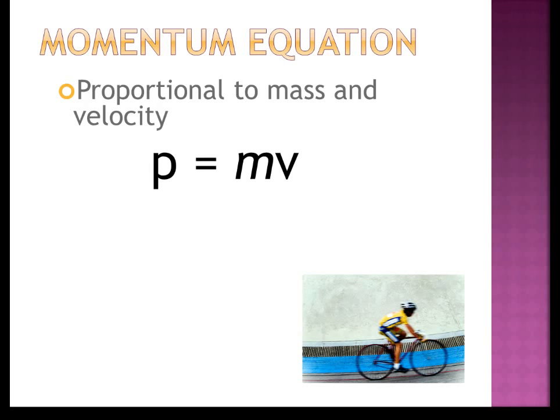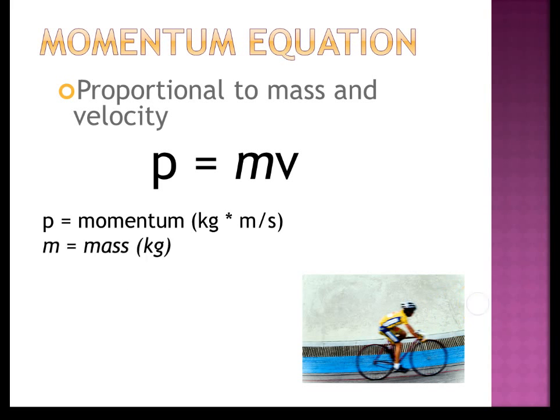Now, momentum is a little funny. Although it starts with an M, it's going to be represented by a P, and that's because our M was taken by mass. Our units for momentum are going to be kilograms times meters per second, and that's because momentum is mass times velocity, and mass is measured in kilograms and velocity is measured in meters per second.